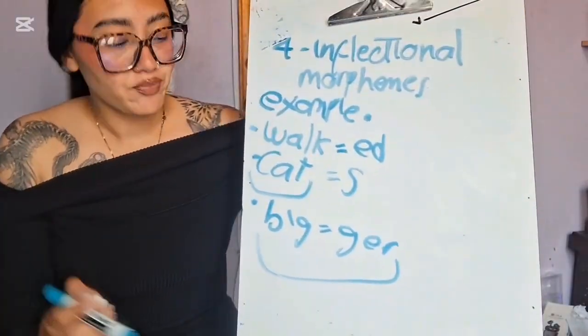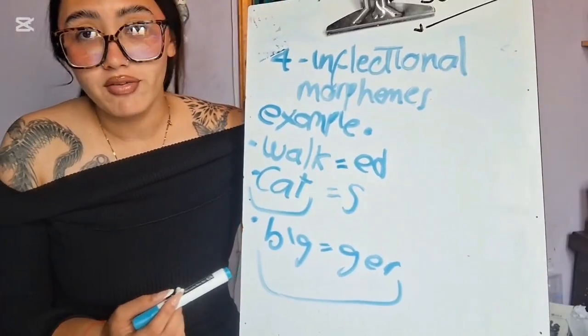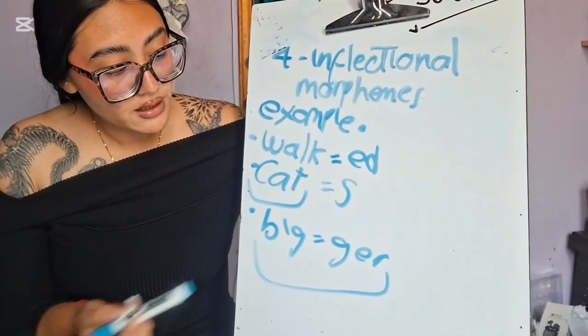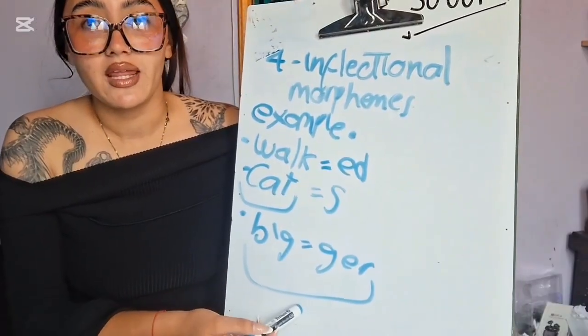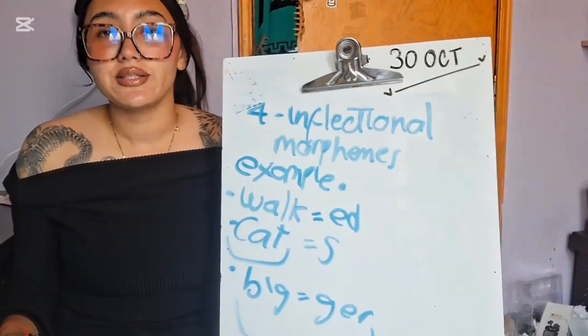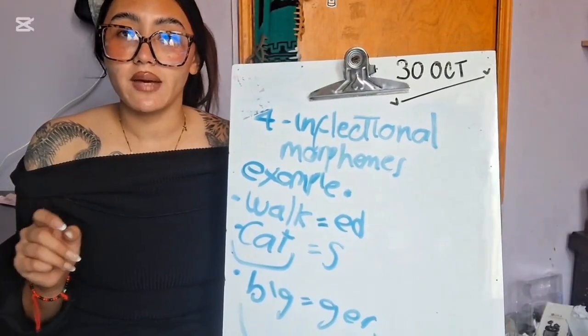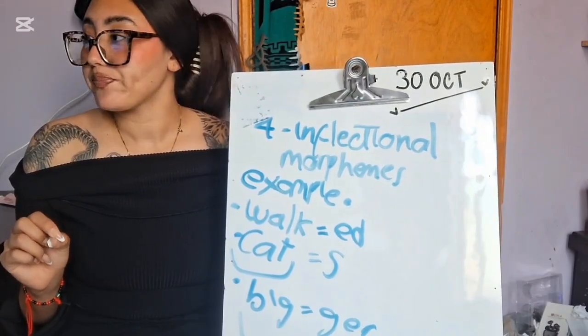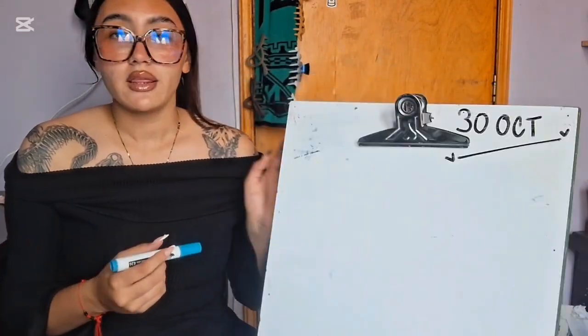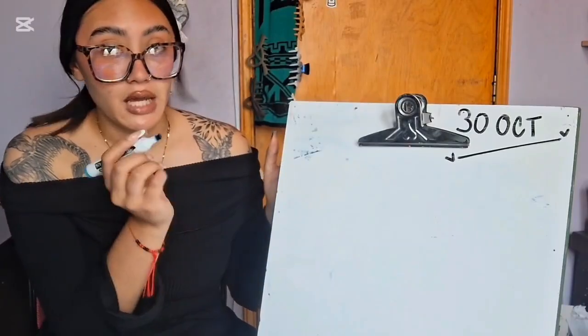So, Michelle, I have a question for you. What do you think this word is? Derivational or inflectional? Tell me. Inflectional? Exactly, Michelle, because it keeps the same category. Adjective, adjective. Okay, Michelle, identify the morphemes and the type.